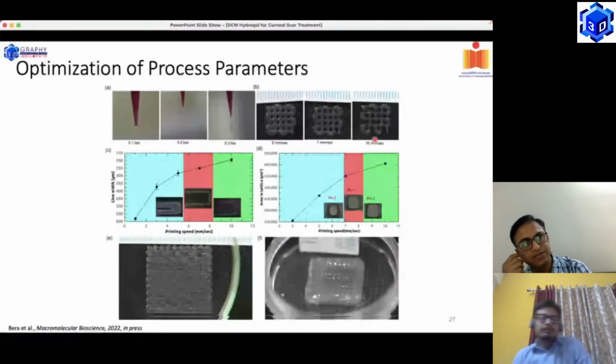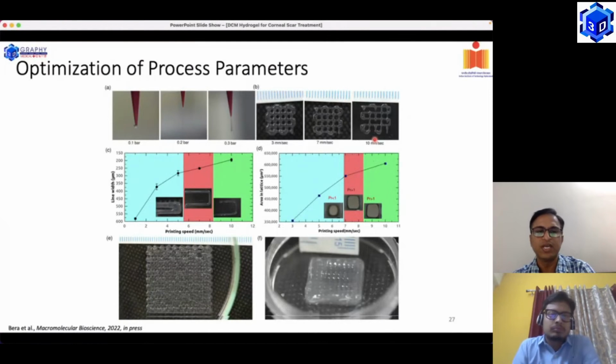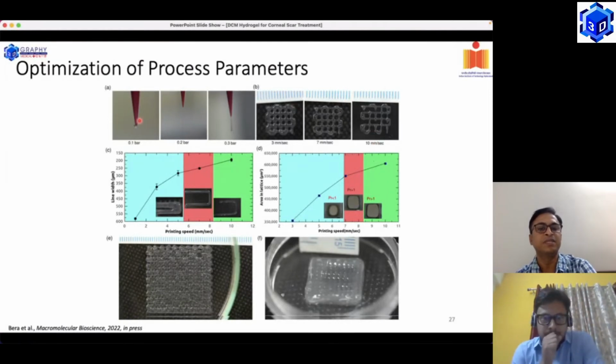Also, if you work on bioprinting, then you understand that optimization of the process parameters is a big thing before going for actual 3D printing, so that our outcome can be very good. So we used our dissolvable cornea matrix hydrogel and created different process parameters, because we are using a pneumatic extrusion based bioprinter. We don't know at what pneumatic pressure the extrusion rate is better, so that's what we have seen.